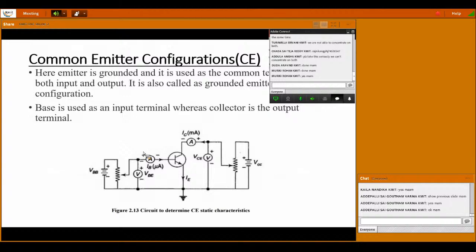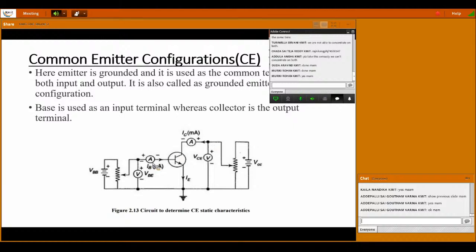Next, common emitter configuration. In common emitter configuration, I am taking the emitter as the common terminal. My base is the input terminal, and my collector is the output terminal. In an NPN transistor, I took the emitter as the common terminal, hence it is connected to the ground.